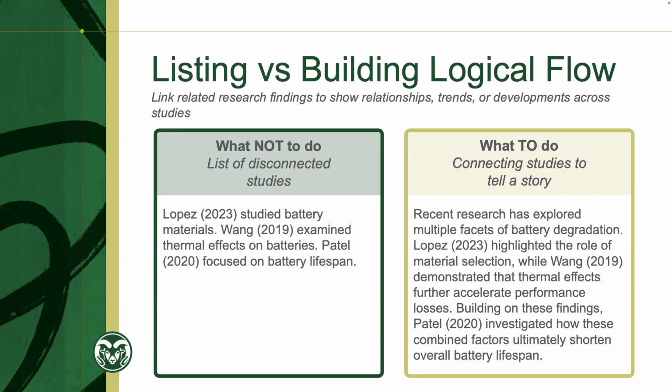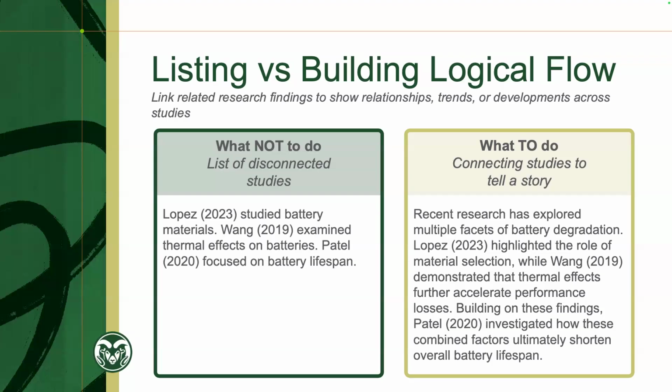Instead, you could reframe this to say: recent research has explored multiple facets of battery degradation. Lopez 2023 highlighted the role of material selection, while Wong 2019 demonstrated that thermal effects further accelerate performance losses. Building on these findings, Patel 2020 investigated how these combined factors ultimately shorten overall battery lifespan. Now you're providing context on why these studies are related and why you're putting them together, and walking the reader through what those past studies have found.